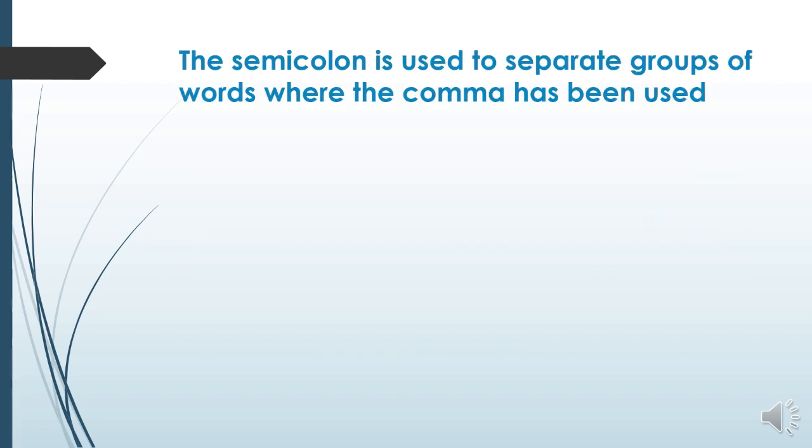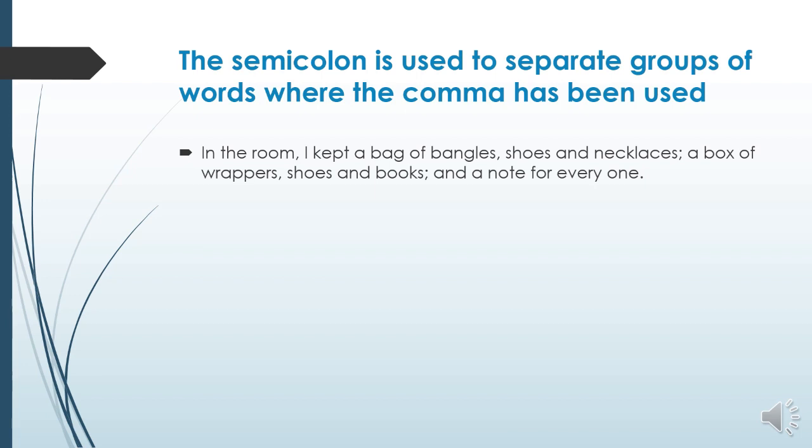The semicolon is used to separate groups of words where the comma has been used. I'm going to explain that. In the room, I kept a bag of bangles, shoes, and necklaces, a box of wrappers, shoes, and books, and a note for everyone.